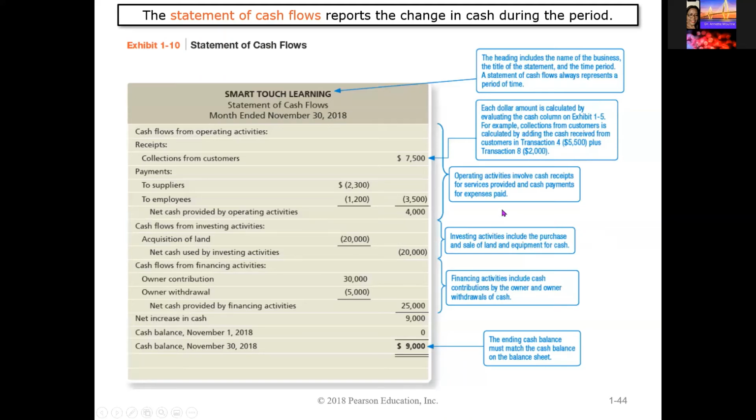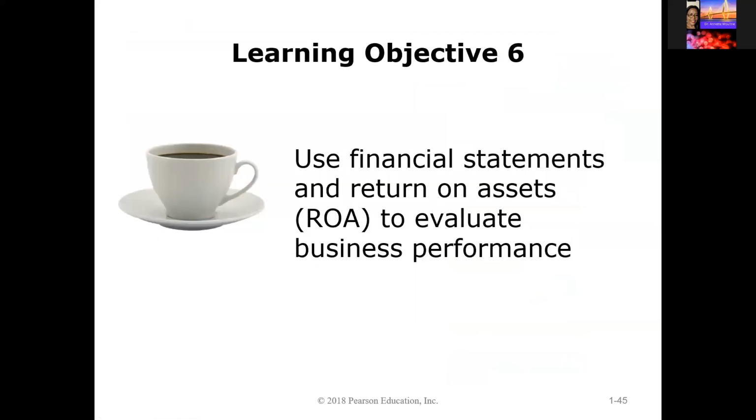And here in Exhibit 1.10, it shows you the 3 sections of the statement of cash flows. You have your operating, then you have your investing, then you have your financing. So again, the ending cash balance must match the cash balance on the balance sheet. Okay, so that was the end of Objective 5.